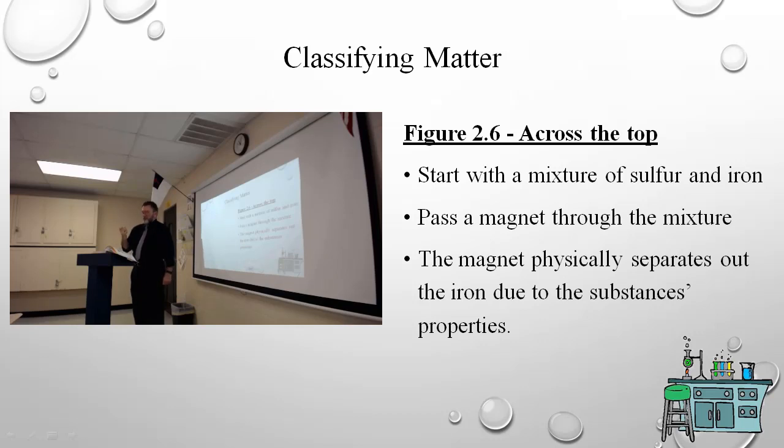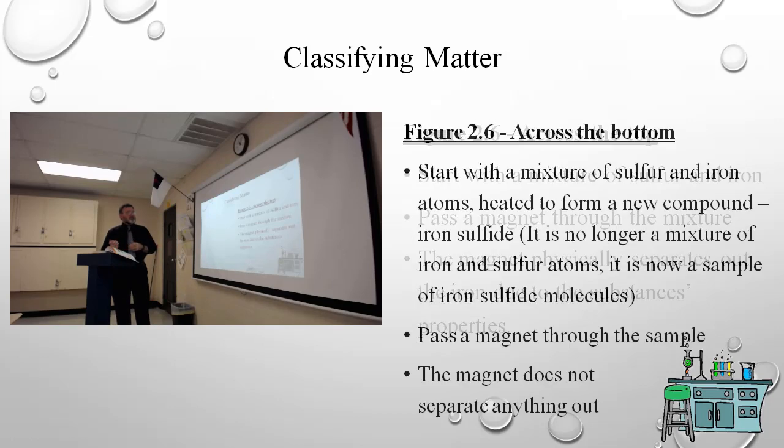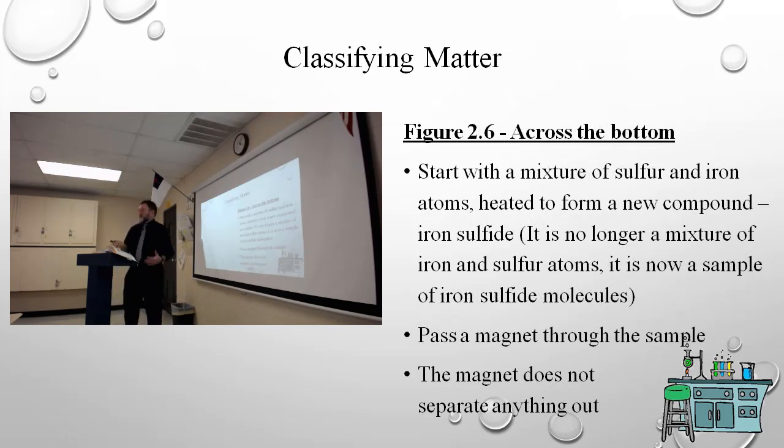Okay? So this also shows us on top and bottom. On the top, we have a mixture. On the bottom, we have a pure substance, right? Because everything there is iron sulfide. And since we're not really trying to separate anything out, what they're just showing is that the molecule has different properties than the elements that make it up. So we have to know the characteristics of iron, characteristics of sulfur, and also characteristics of iron sulfide, if that's what we're trying to accomplish. Okay? So I've already explained both across the top and across the bottom.